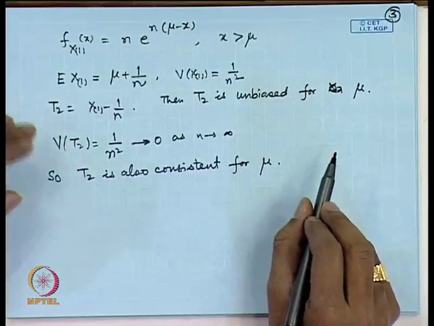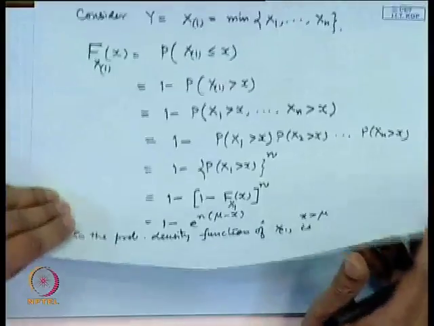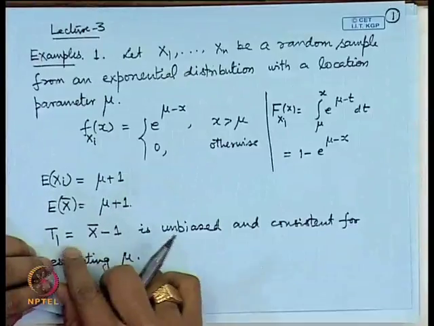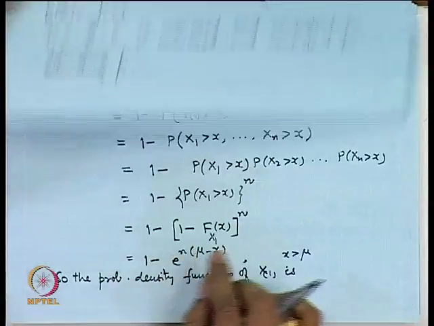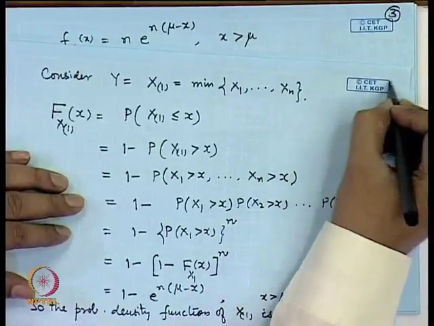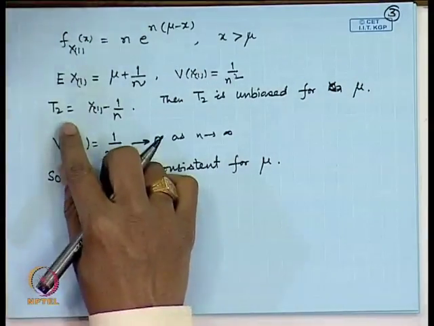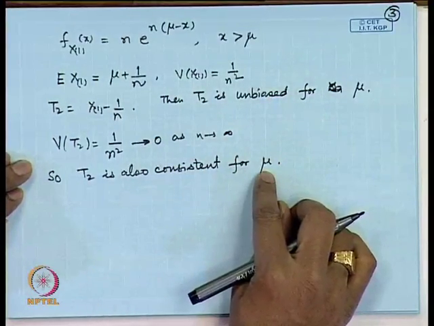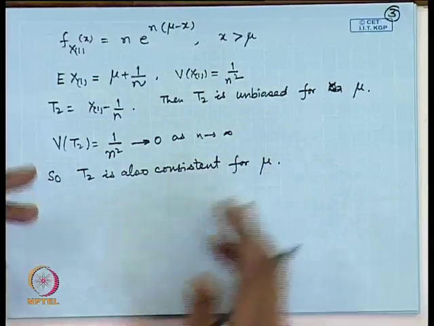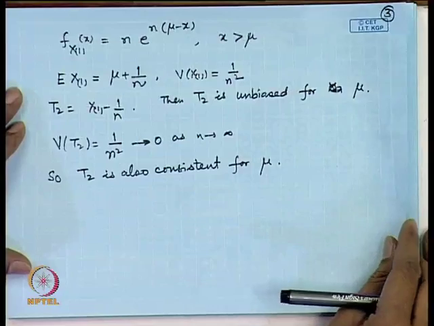So, in this problem we have considered 2 estimators. One is based on the sample mean, this is unbiased and consistent, and at the same time we have considered T2 which is based on the minimum of the observations, this is also unbiased and consistent. So, that brings us to the question that if I have more than one estimator satisfying certain given desirable properties, then which one we should use. In this direction I will give you one more example.